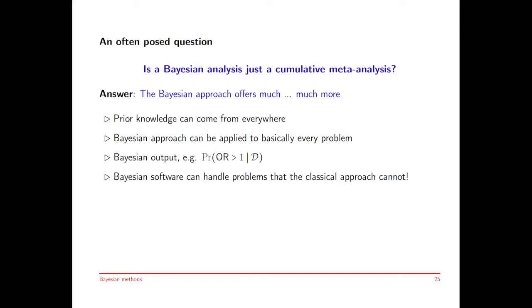After showing this analysis or this story, an often posed question was whether the Bayesian analysis is just a cumulative meta-analysis. And the answer is, of course, no. The Bayesian approach offers us much, much more, because the prior knowledge can come from everywhere, not just from the context of a meta-analysis, and can be applied to basically every problem. Also, the Bayesian output, as already shown, is much more useful than the p-value. Finally, the Bayesian software can handle problems that the classical approach cannot.